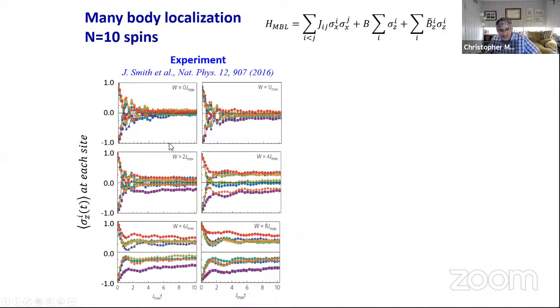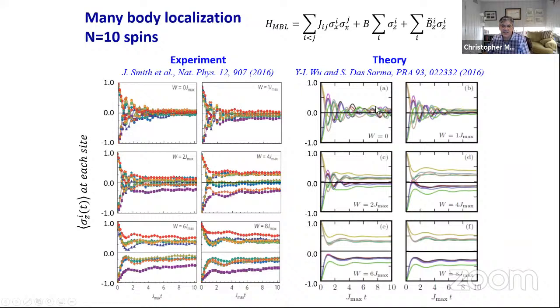As we add disorder, though, you can clearly see that the spins retain memory of their initial state. From W equal to 1, 2, 4, 6, and 8, when the width of the distribution of disorder is 8 times the Ising coupling, we find that the states localize. This is really the signature.